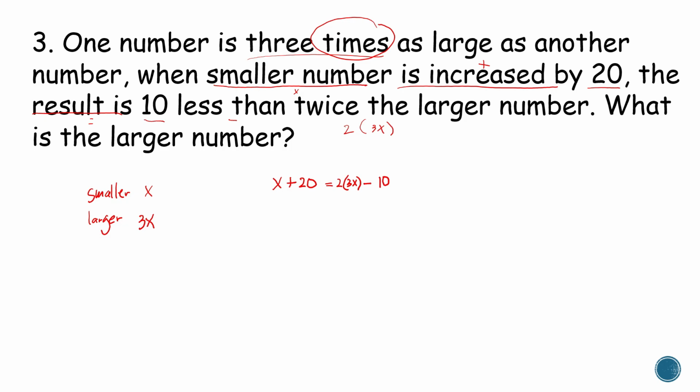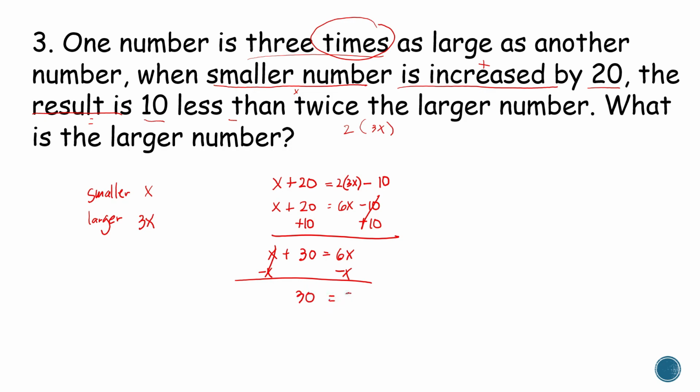The next step is, of course, to solve the equation for x. Here we go. So 2 times 3x is 6x, minus 10. X plus 20. So what I will do here is add 10 on both sides. That's 30. This is x equals 6x. And finally, I'm going to subtract x on both sides. So 30 equals 5x. Finally, divide both sides by 5. So x equals 6.